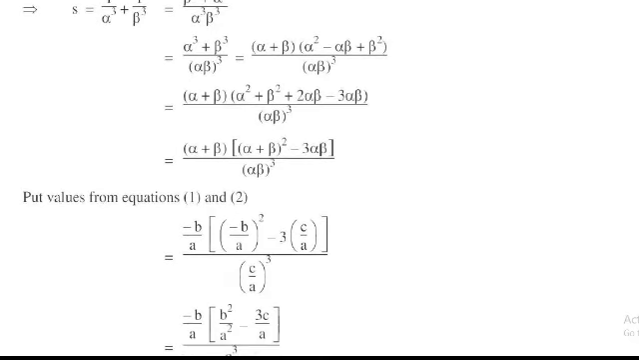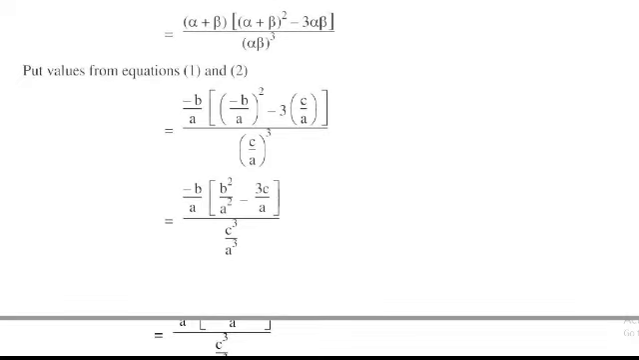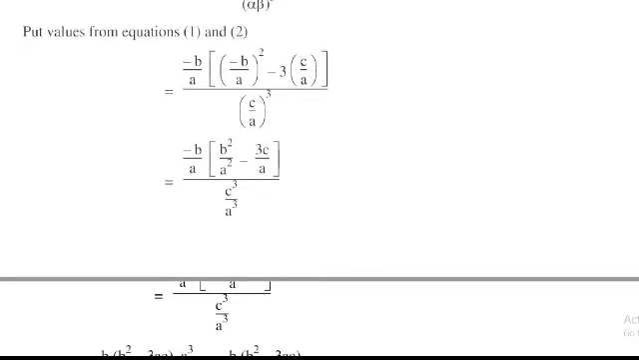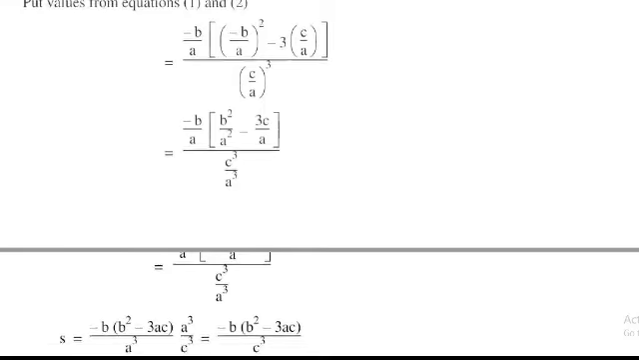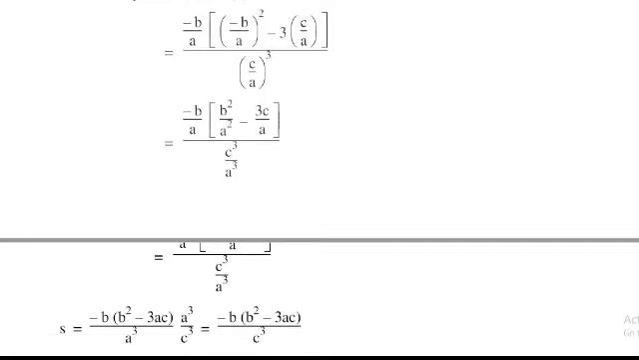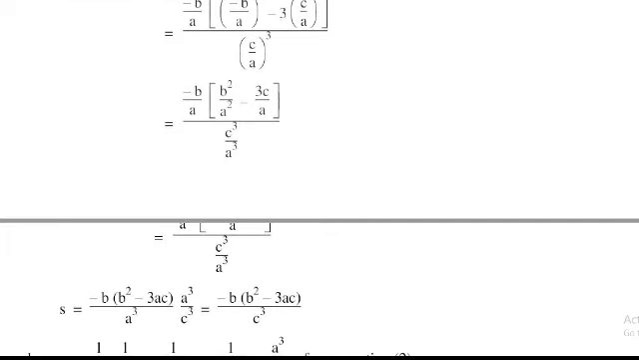So minus b over a whole square is equal to b square over a square, minus 3c, whole divided by c cube over a cube. Taking the LCM of a square and a, which is a square, we get b square minus 3ac divided by a square, whole divided by c cube over a cube. The whole dividing term can also be written in numerator form, that is a cube divided by c cube. So a cube cancels, and it is equal to minus b into b square minus 3ac divided by c cube.